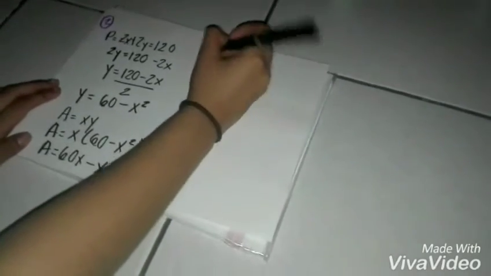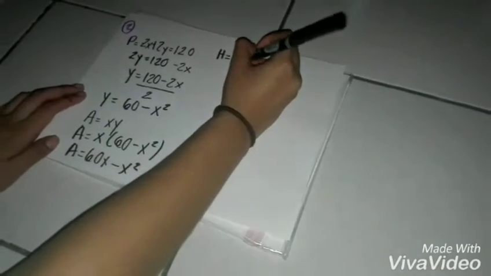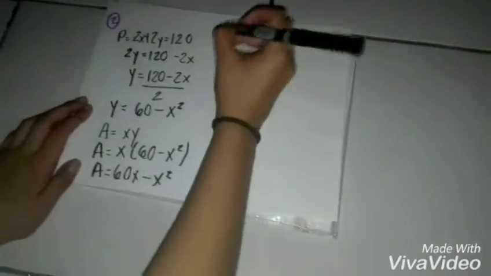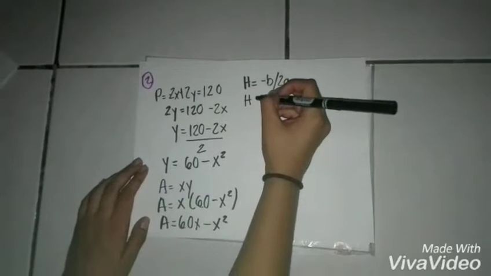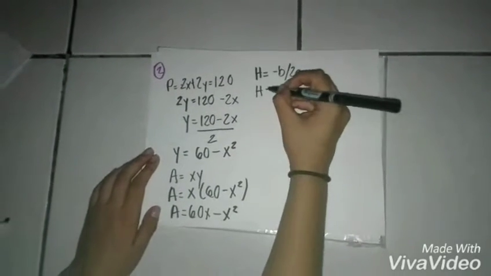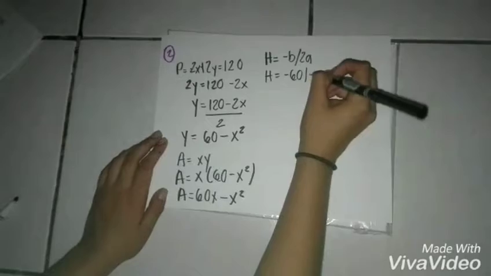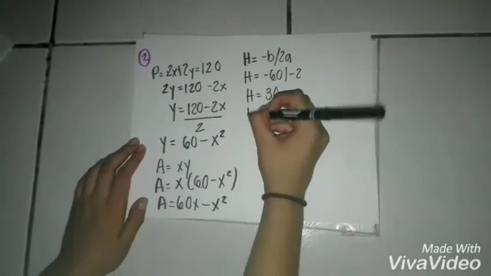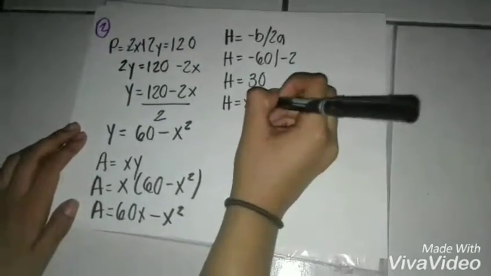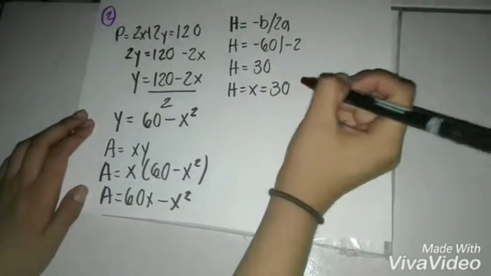And then we're going to use this formula. h is equal to minus b over 2a. h is equal to minus 60 over minus 2. And the answer is h is equal to 30. So h is equal to x, that is equal to 30.